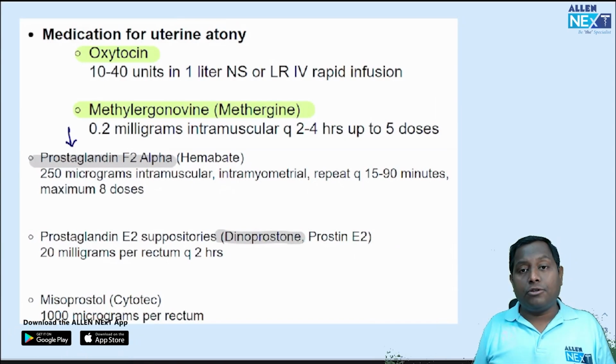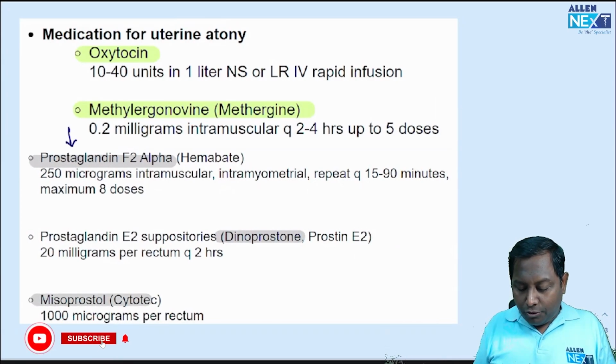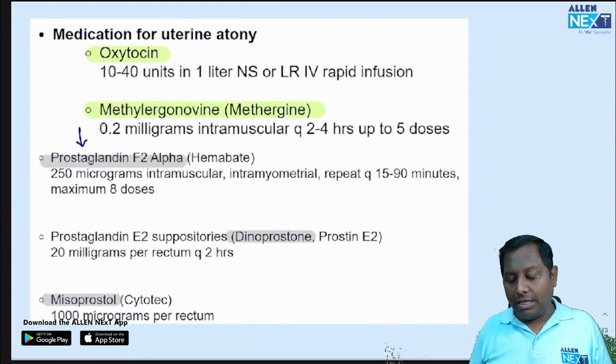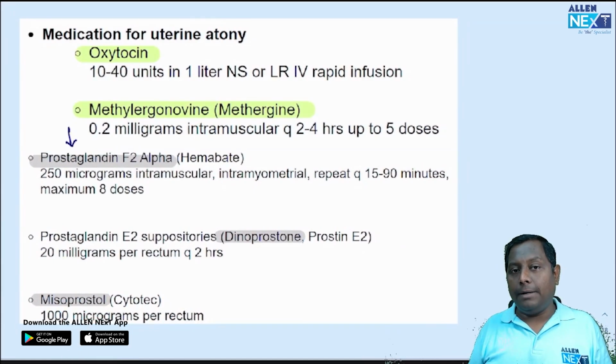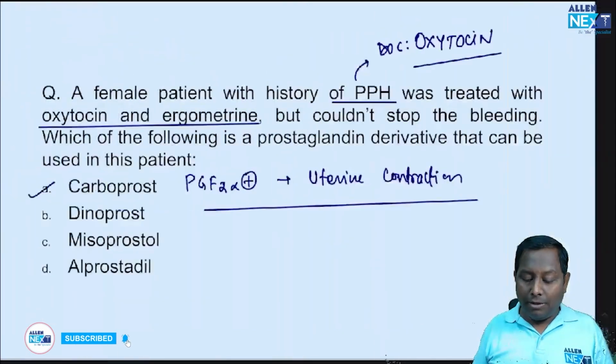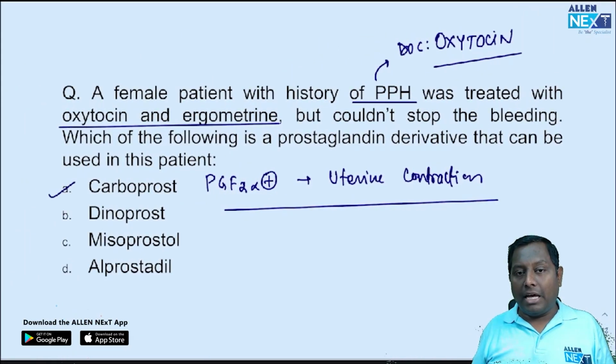As I said, dinoprostone we will be using, that is a PGE2 analog, or misoprostol. Misoprostol is something that can also be used. So 1000 microgram per rectal preparation can also be utilized for uterine contraction. Uterine atony leads to postpartum hemorrhage. To prevent postpartum hemorrhage, we will be giving oxytocin or ergometrine. If not responsive, we can give a PGF2 alpha analog.